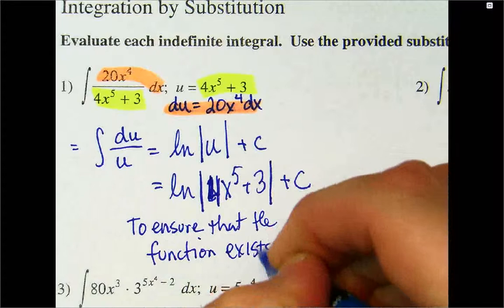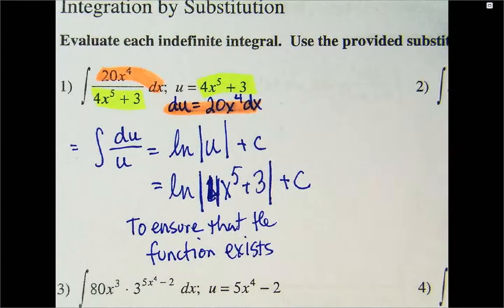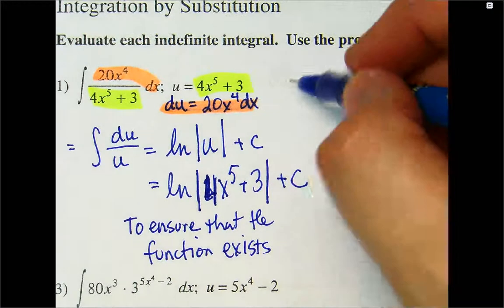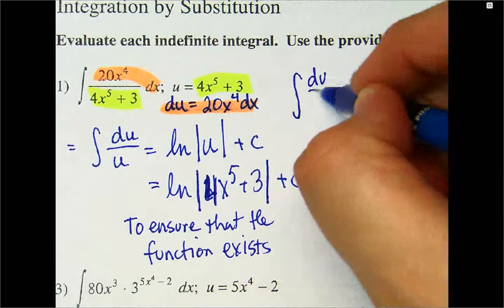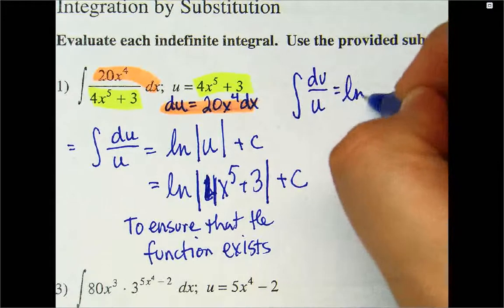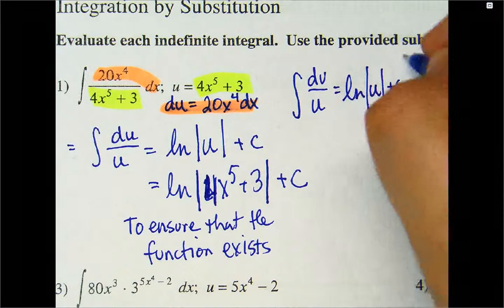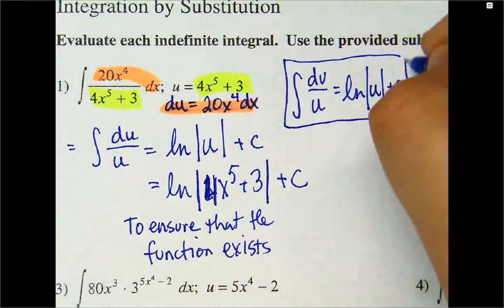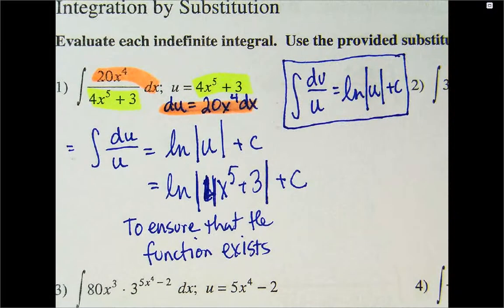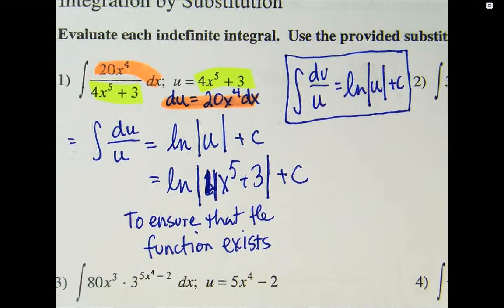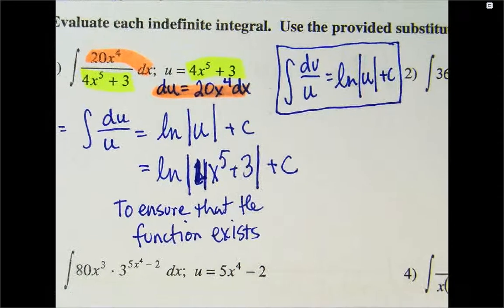So here's something that we might want to add to our list of rules. The integral of du over u is equal to the natural log of the absolute value of u plus c. You might want to throw that one in there somewhere. And I wanted to see if you guys can do some extrapolation and look at some of the derivative rules and the integral rules and see if you can kind of work backwards a little bit. Do some problem solving.